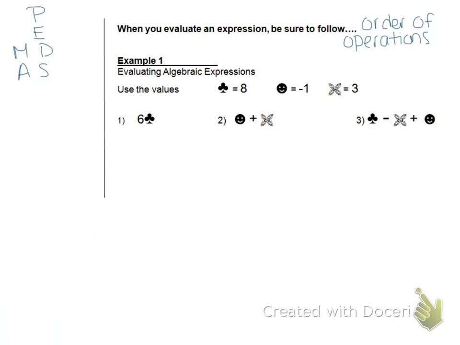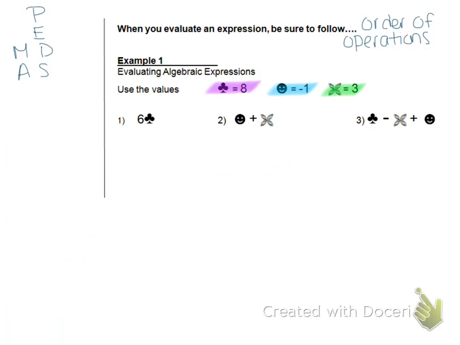So in example 1, we've got some values here. The club is going to represent the number 8. The smiley face is going to represent the number -1, and the symbol that looks something like a flower is going to represent the number 3.